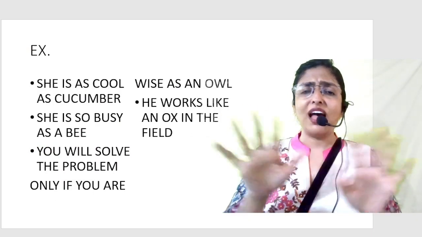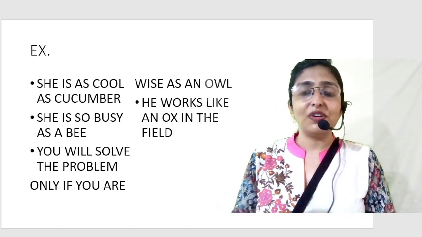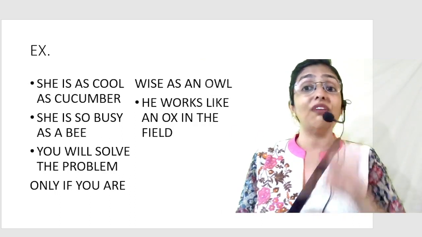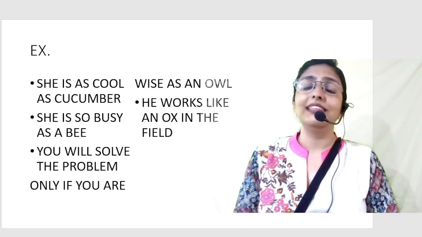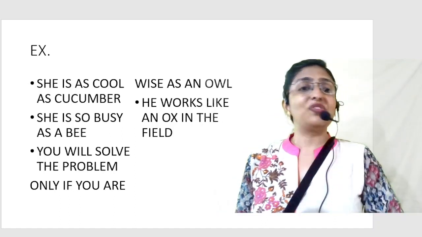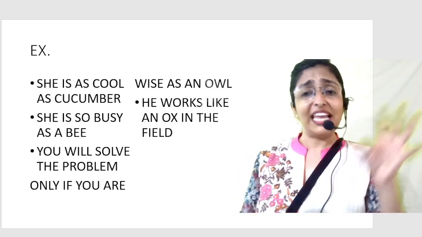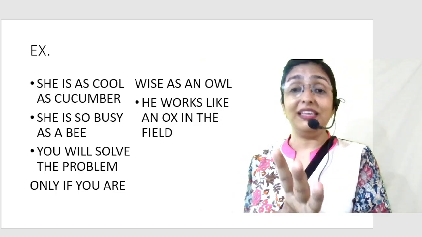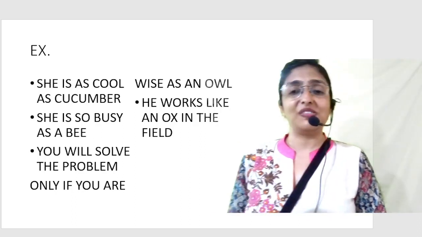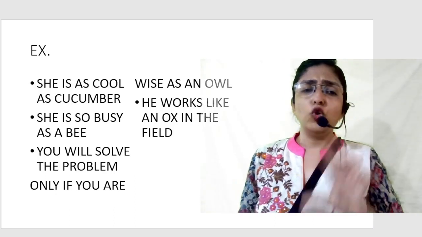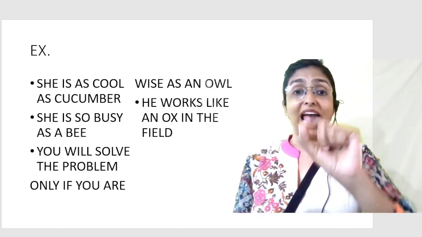Simile. She's as cool as a cucumber. There is a connector here, a linking word, as. So the person is compared to the coolness of the cucumber. The next is, she's so busy as a bee, especially in the mornings. The lady is compared to a bee using a connector, so. That's why it is a simile. Next is, you will solve the problem only if you are wise as an owl, as.